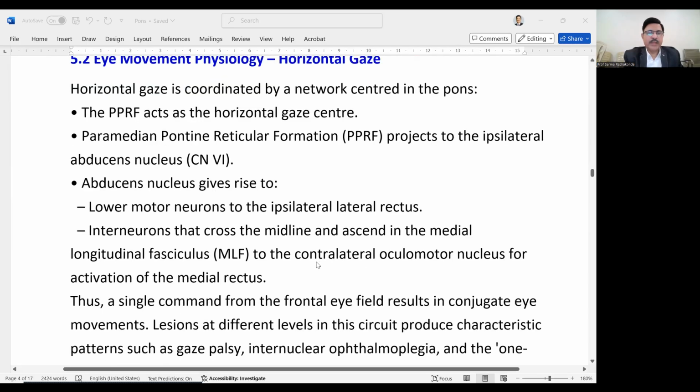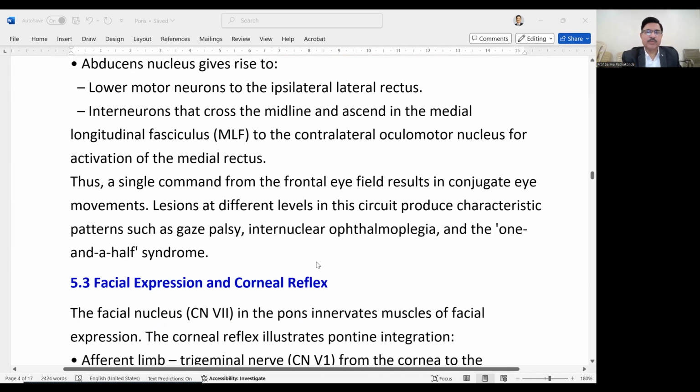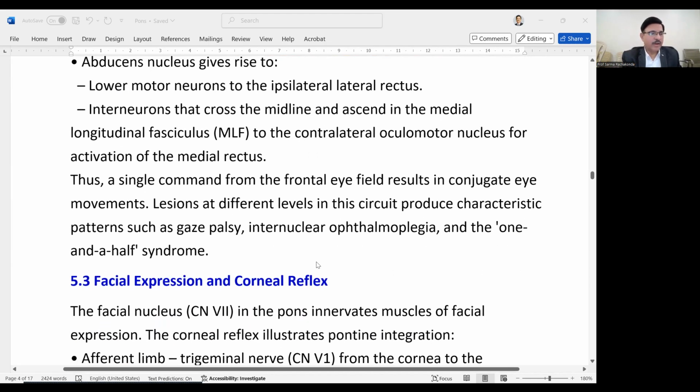Okay. Now, a single command from the frontal eye field results in a conjugate gaze movement. What is the frontal eye field? Here, this eye field is there, no? This part is called the frontal eye field. This is called the temporal eye field. This is called the nasal eye field. Any moment here, you turn your head as well as neck. So thus a single command from the frontal eye field results in the conjugate gaze movement.